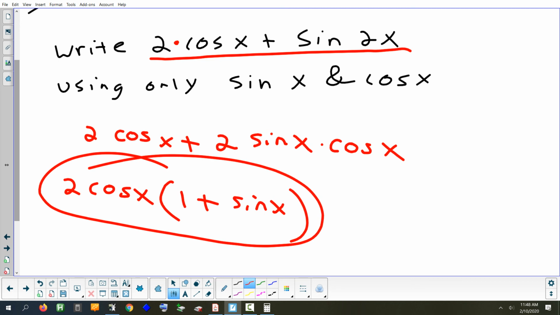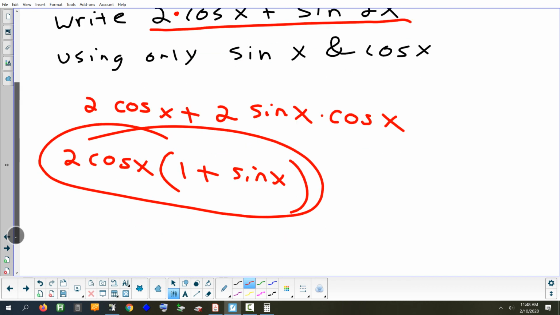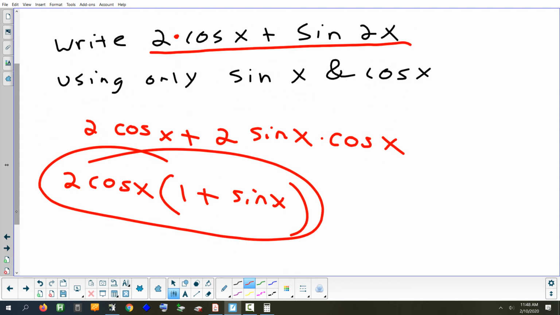I'm not saying it's better or worse to factor out the GCF. I guess it depends on the problem. But that is something you can do. But technically, we answered the question in the step above it. Okay. Any questions on that?